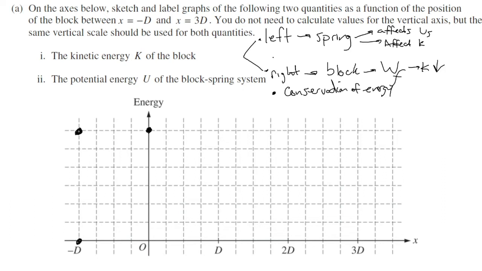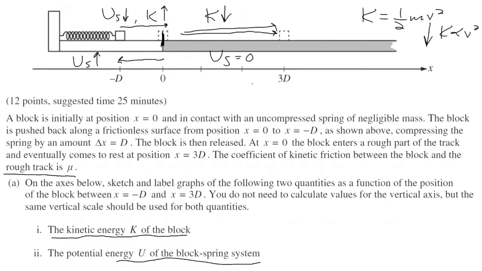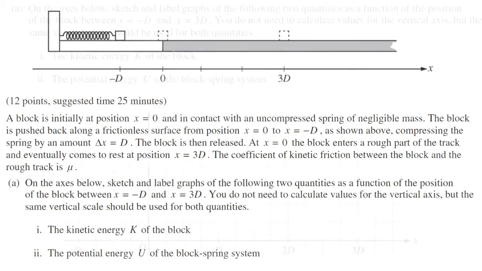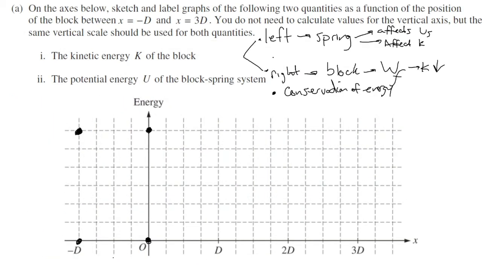And the spring energy is going to go from fully maximized at x equals negative d to 0 at x equals 0. What I said before is also going to be relevant here, that once the spring decompresses at x equals 0, there's no spring energy. And so that means this whole time from 0 to 3D, the spring energy here is just going to be 0. Now, you see how I'm coloring this in?